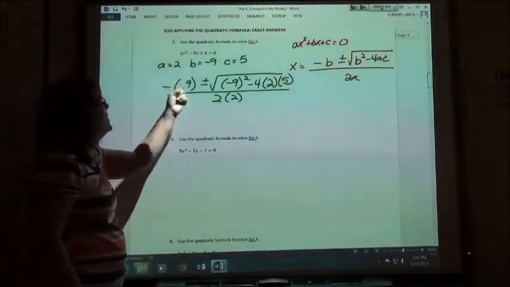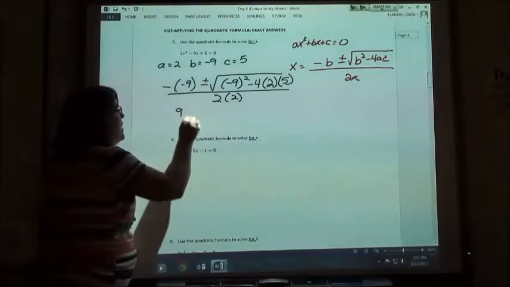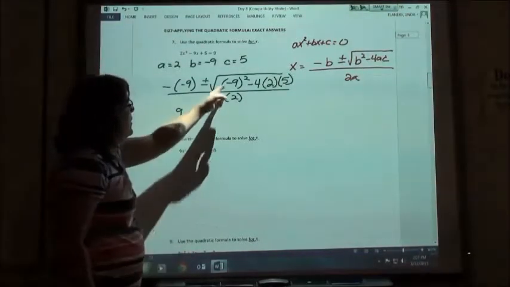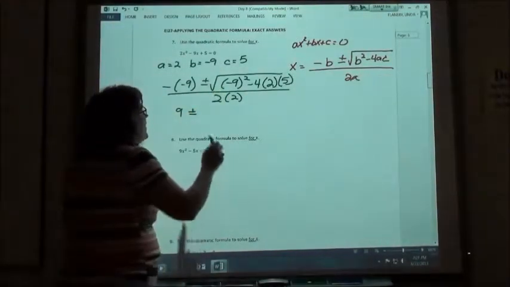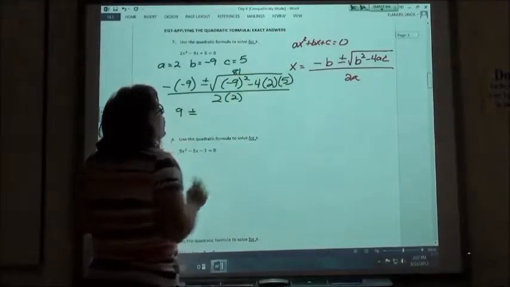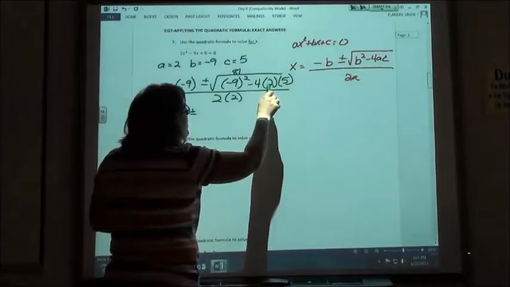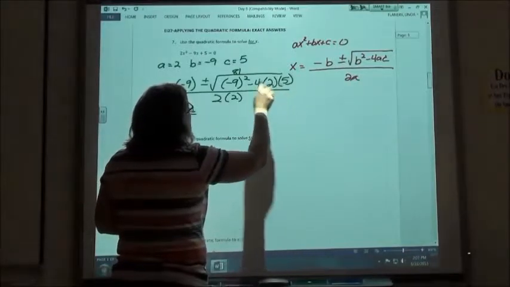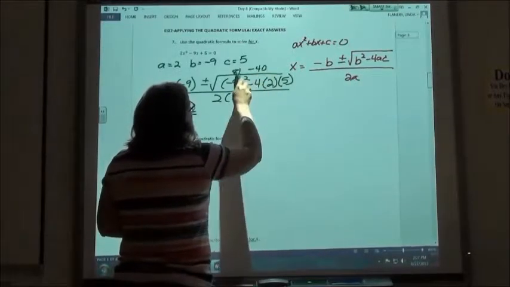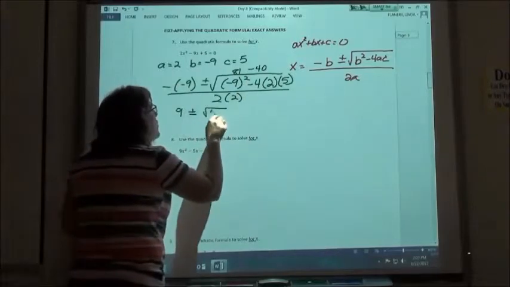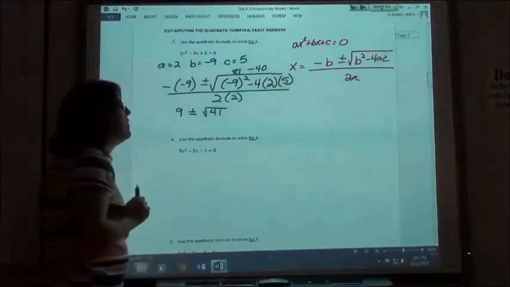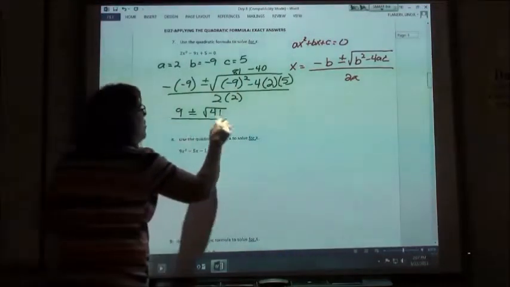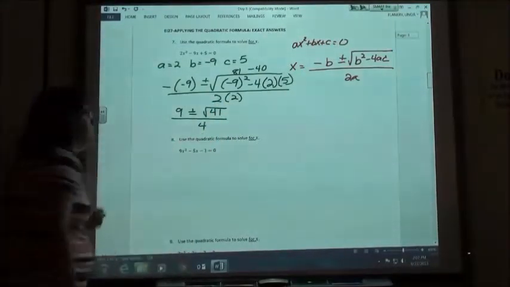If I have minus a negative, that's going to make that a positive 9. Negative 9 squared, negative 9 times negative 9 is 81. Negative 4 times 2 times 5, that's going to give me negative 8 times 5, so minus 40. 80 minus 40 gives me the square root of 41, then, simplifying everything under my square root, all over 2 times 2, which is 4.